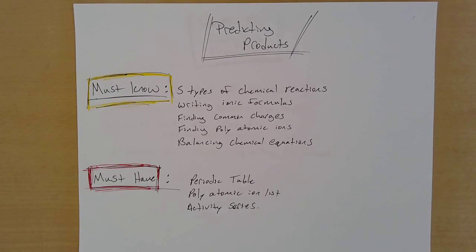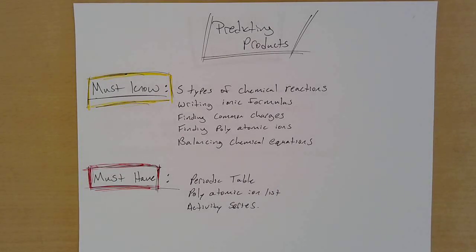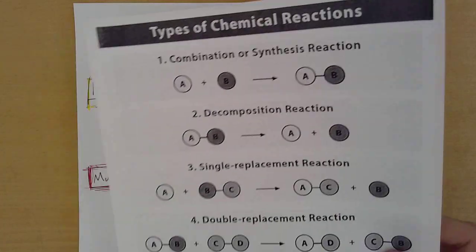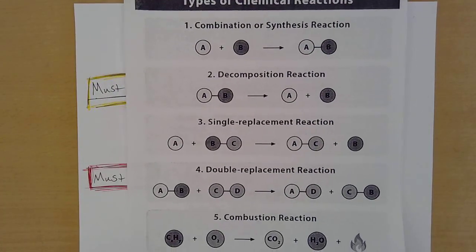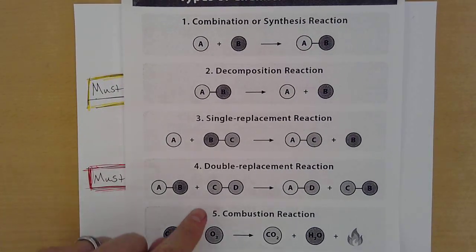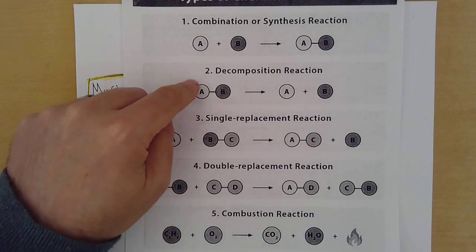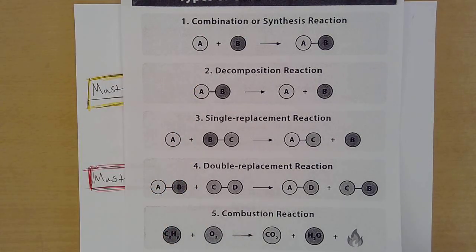Okay, so today we're going to be talking about predicting products. Some things you need to know: you need to know the 5 types of chemical reactions. If you remember, these are the 5 types. We have combustion, double replacement, single replacement, decomposition, and synthesis. We have all these different types.